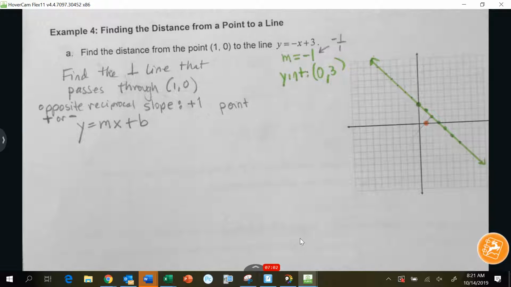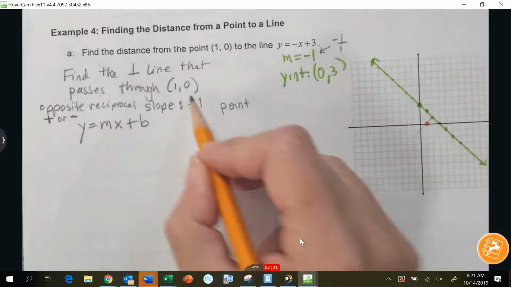I wrote it in my directions with my handwriting. Ordered pair. Which? Ordered pair. X, Y. Which one? In my handwriting, I wrote the point.